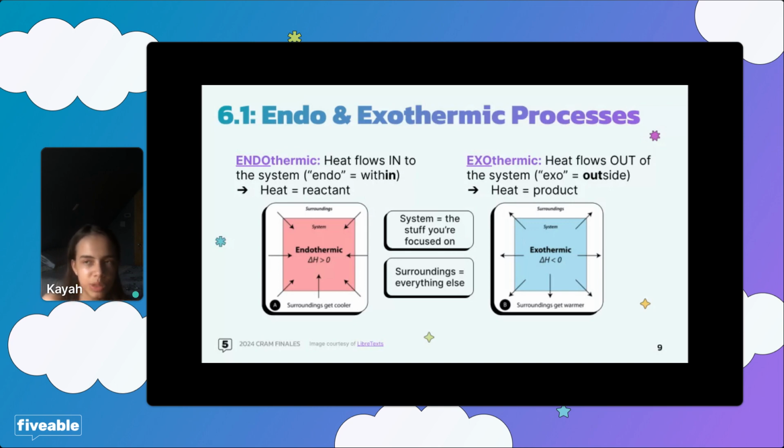And the surroundings is pretty much everything else around it, right? So you may have an ice cube in a cup, and everything on the outside is like the surroundings. So in the sense of the question, you'll kind of get a feel of, okay, this is the system and this is the surroundings. But the system is the stuff you're focusing on. This is what you're categorizing as endothermic or exothermic, and the surroundings is pretty much just everything else around it.